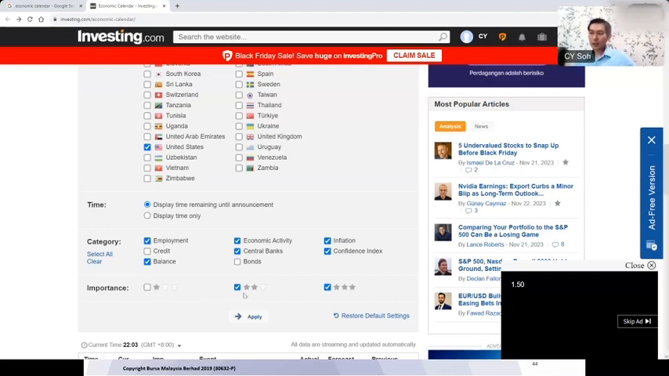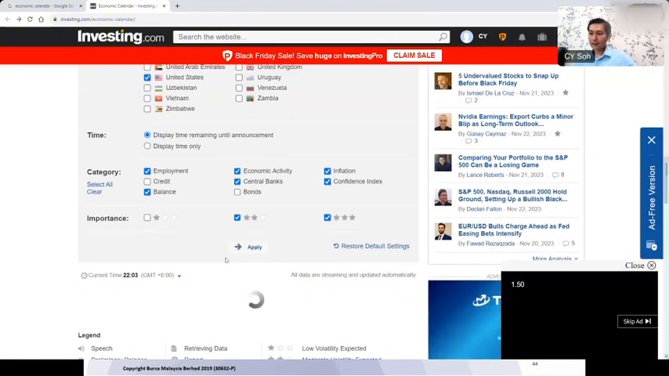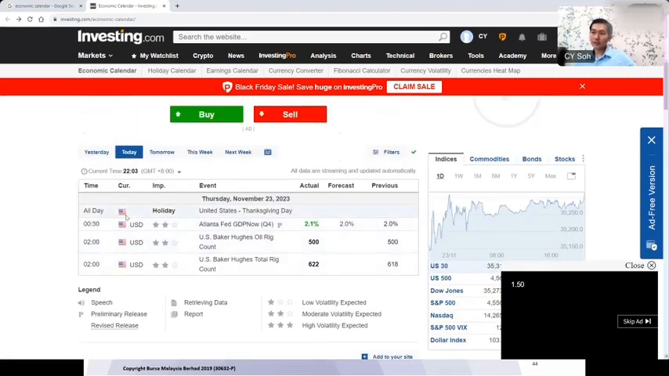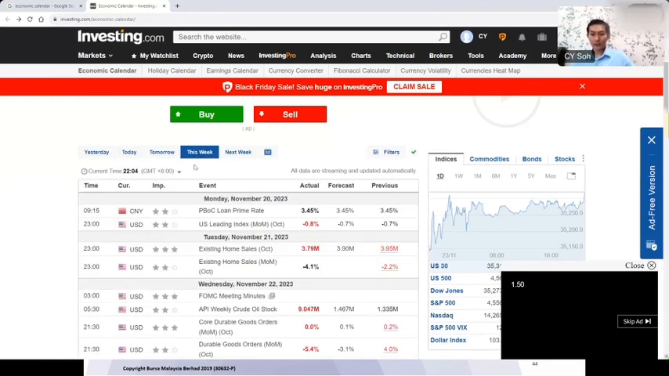So once you have selected the country that you want and the item that you want and the importance, you can just apply it, and let it load first. So you can see all of the things will be filtered based on your criteria that you want to look at. And of course, whatever things that is going to happen today, we are not quite interested, right? Unless what we are interested with as a trader is that we want to look at what is going to happen this coming week or next week.